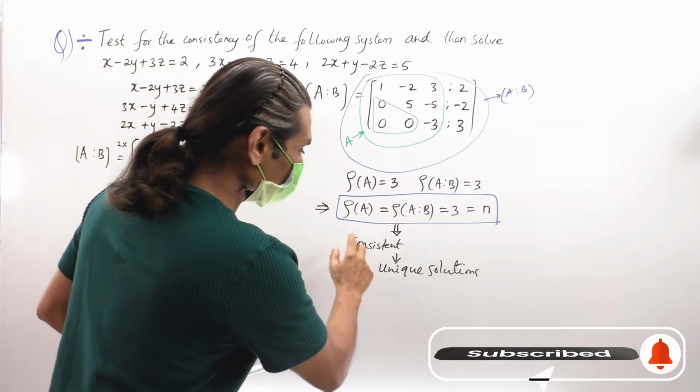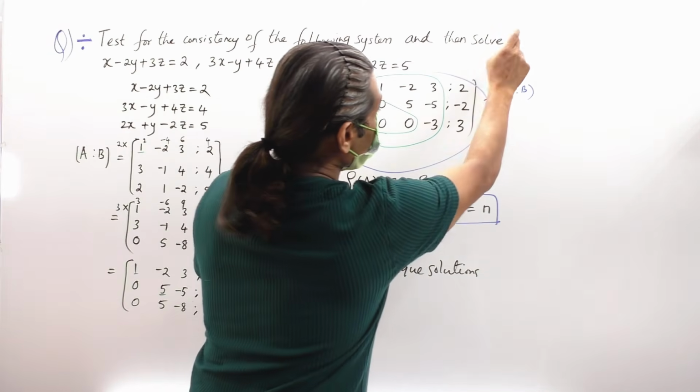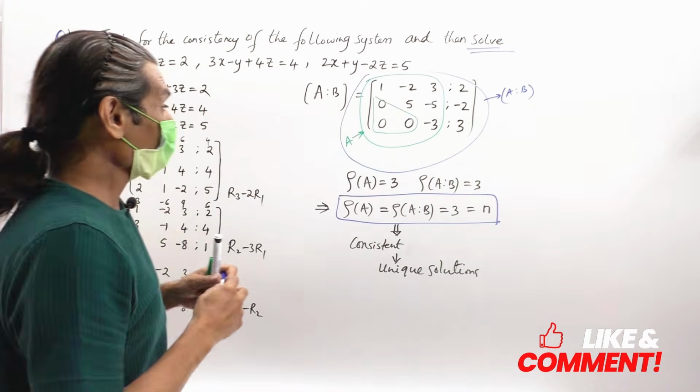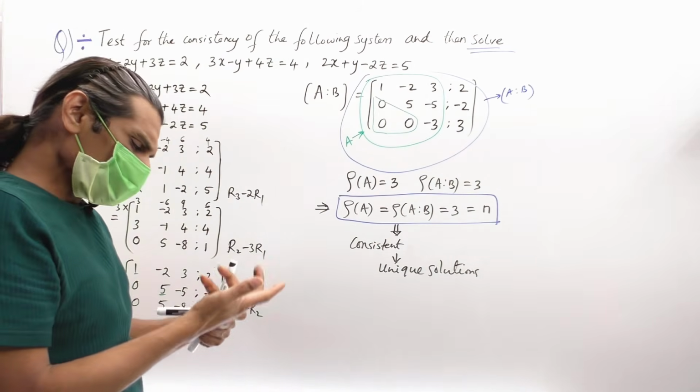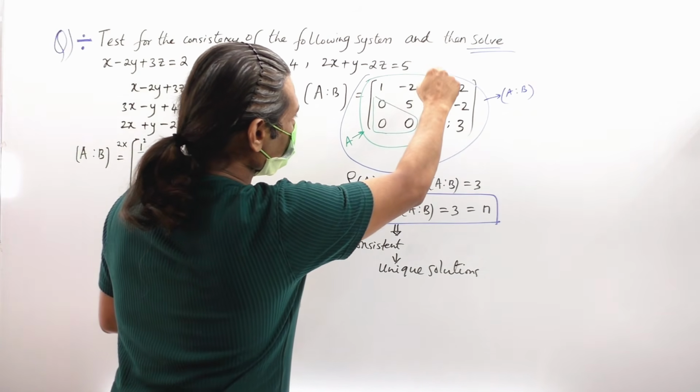Now, we have it as consistent and unique solution. Then solve. They have given "then solve" here, so we have to solve them. Solve means we need to find the values of x, y, z. So, simple as that. We know that this is for x, this is y, and this is z.